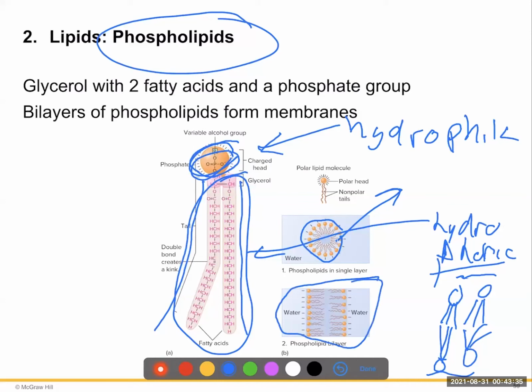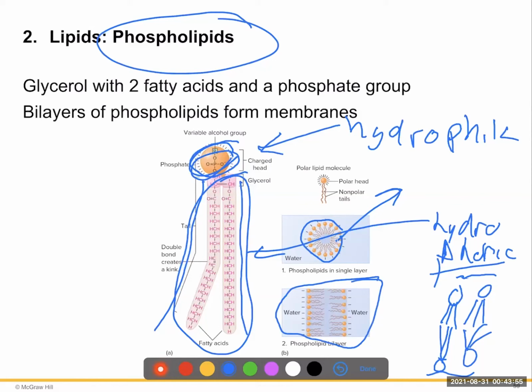Okay? The hydrophilic parts are on the inside of the cell and the outside of the cell. In between, in the cell membrane, are your hydrophobic parts, the parts that don't like water. And that forces them to line up in that way and form a membrane. That's a real good example of hydrophobic and hydrophilic.